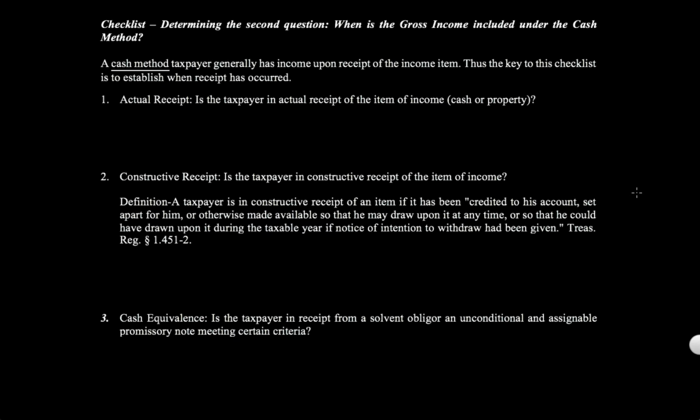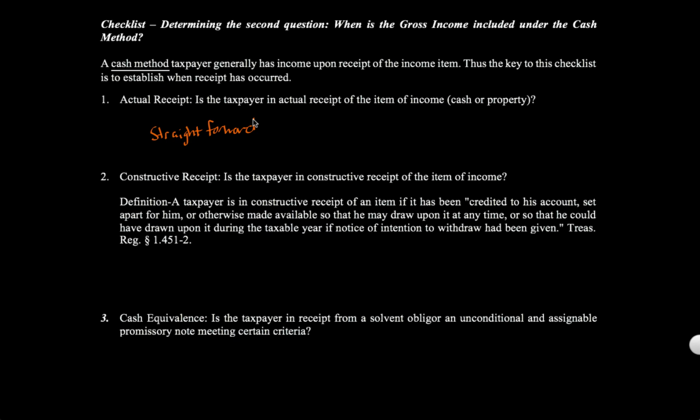A cash method taxpayer generally has income upon receipt. Thus, the key is to establish when receipt has occurred. There's three possible ways for the taxpayer to establish receipt: actual receipt, constructive receipt, and cash equivalent. Actual receipt is very straightforward. Did the taxpayer actually receive the item of income? Now, what exactly is cash? We're going to talk about that more in cash equivalents, but the general idea, what you think of as cash, checks, money, and whatnot, is considered cash.